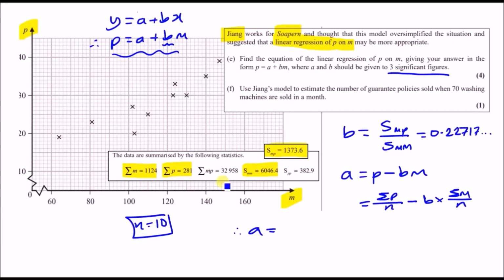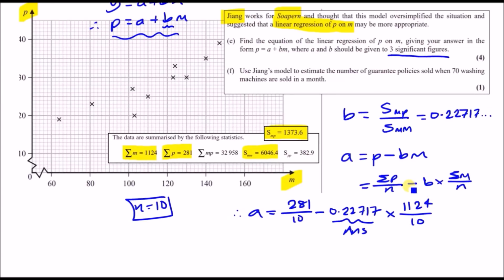So a equals the sum of P, which is 281 over 10, minus your b value, 0.22717. Just use the answer key for that one. Times the sum of M, 1124 over 10. And when you do this carefully, hopefully I did it right so far, your a value should come to 2.5653. Now we've found a and b, so we just put them into the form they want.